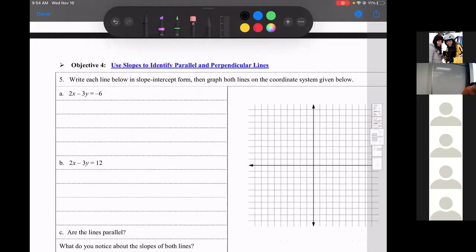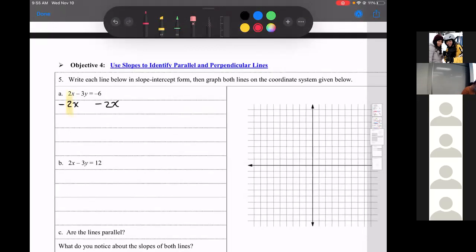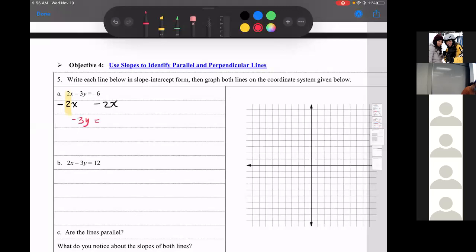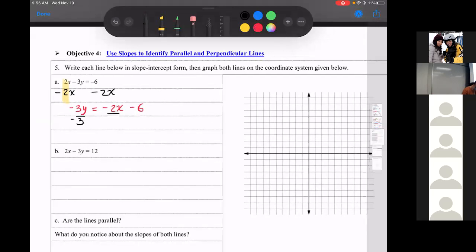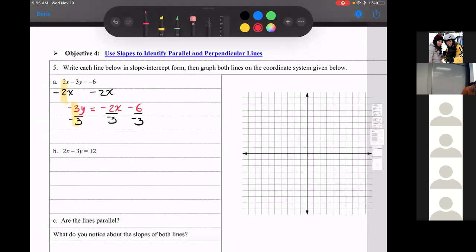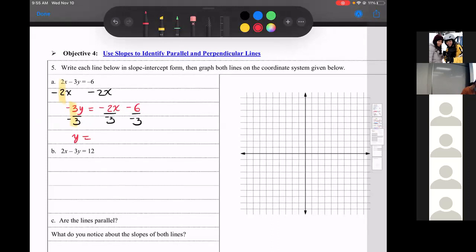So what should I do? Subtract 2x, right? They want to solve for y. So this one is negative 3y equal negative 2x plus 6. Again, I want x to come first because it looks like mx plus b. And then divide both sides by negative 3. So y equals 2/3 x. Positive 6 divided by negative 3 equals negative 2. Very good.